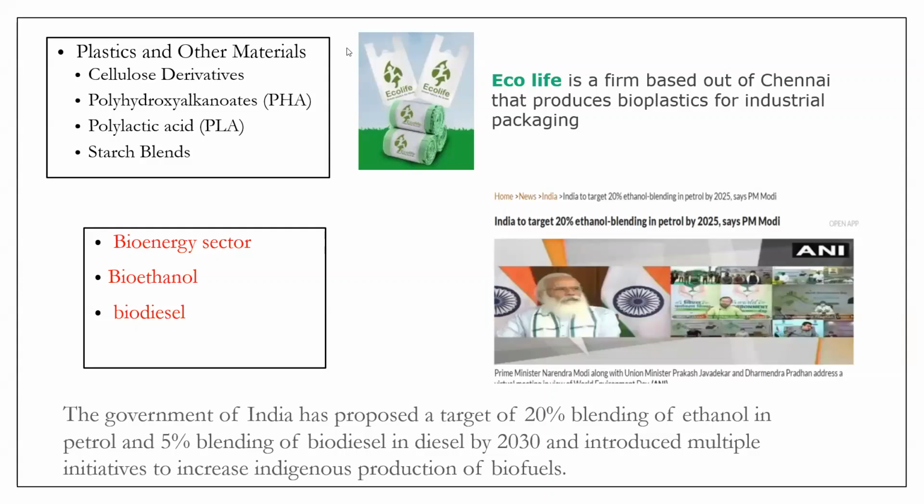In India also, the government of India has proposed that by 2030, there should be a proper blending of ethanol in petrol and blending of biodiesel in diesel at 10%, 20%, and 5%, so that we can reduce the emission and at the same time meet the efficiency of the different types of vehicles also.